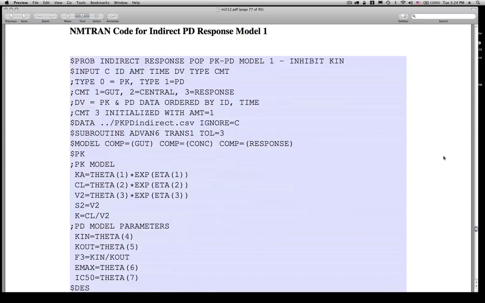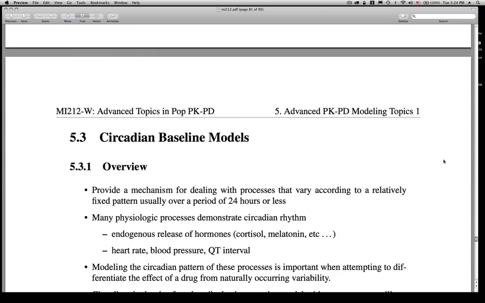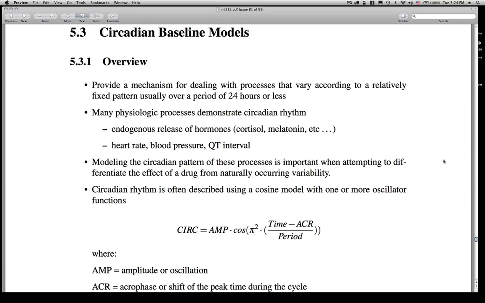Okay. Next topic. We really didn't have a place to fit this, but it sort of fits with modeling direct and indirect PD relationships. But it's one where the baseline is not a constant. So all of these models here, we've looked at either an E0 parameter estimated as a constant baseline, or an R0, which is a constant value in the indirect pharmacodynamic response.